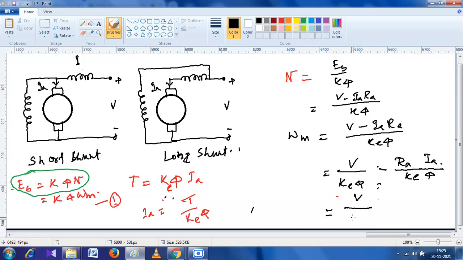So we can write E by KE into phi minus RA by KE into phi square into T.